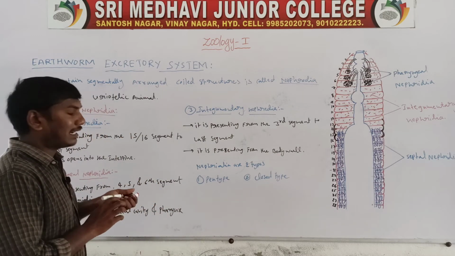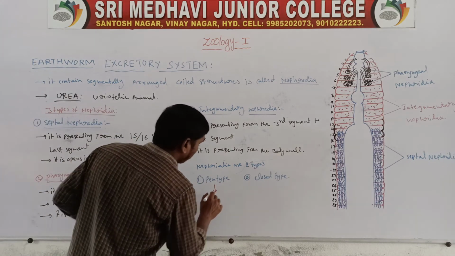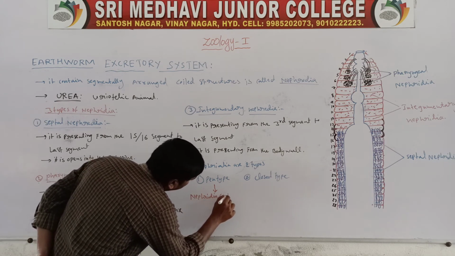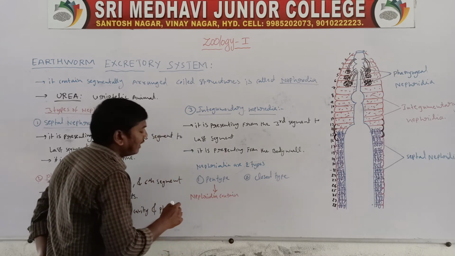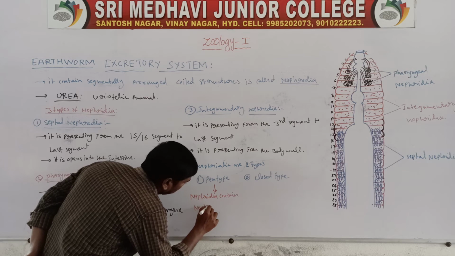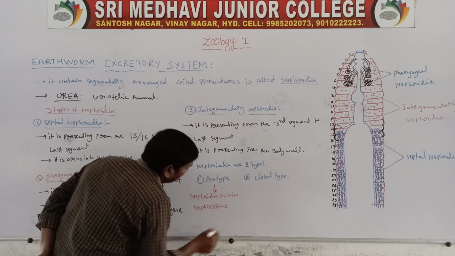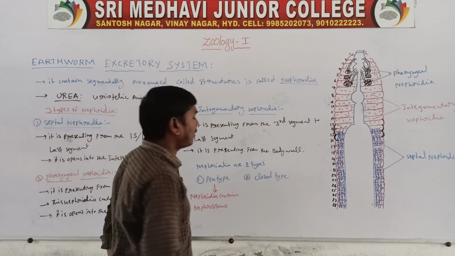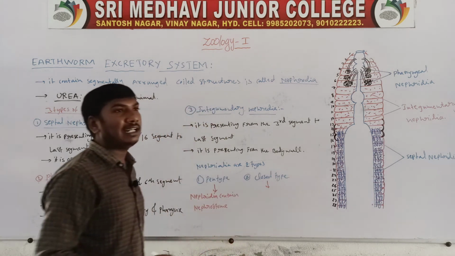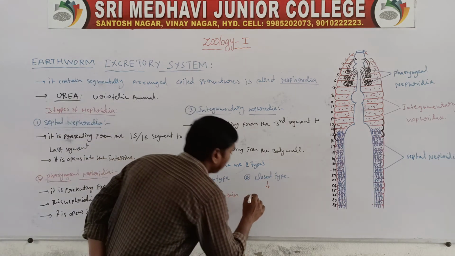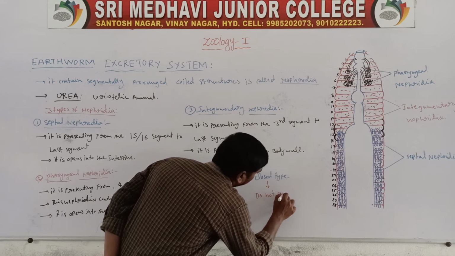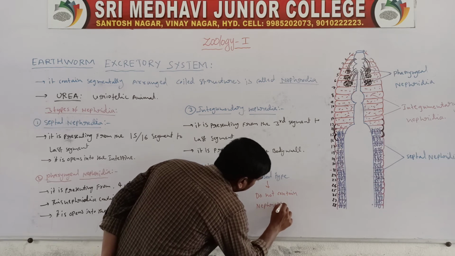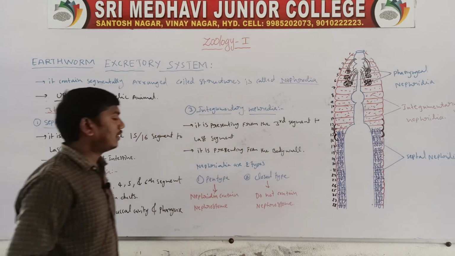So the open type means nephridia contain nephrostomes. Nephridia contain a nephrostome, so they are called open type nephridia. Closed type means nephridia do not contain a nephrostome. Do not contain nephrostome, so they are called closed type nephridia.